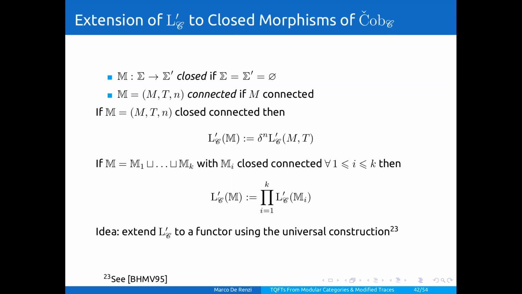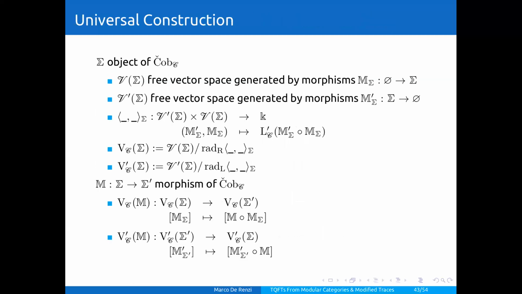And now the idea is to extend this to a functor using an operation which is called the universal construction. And it's a very classical construction in quantum topology, at least, that first appeared in a paper by Blanchet, Habegger, Masbaum, and Vogel. This is a natural procedure to extend an invariant defined on closed manifolds to a functor defined on the category of cobordisms. And let me give you the details in this context.